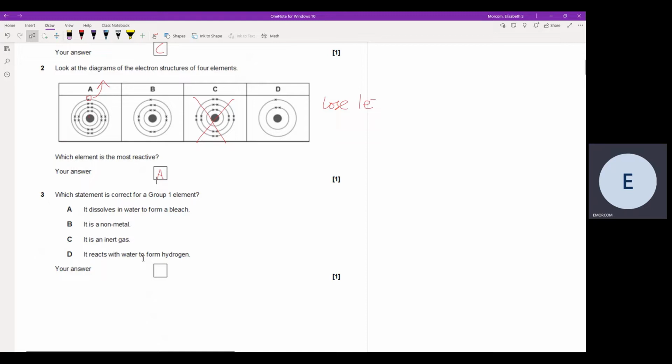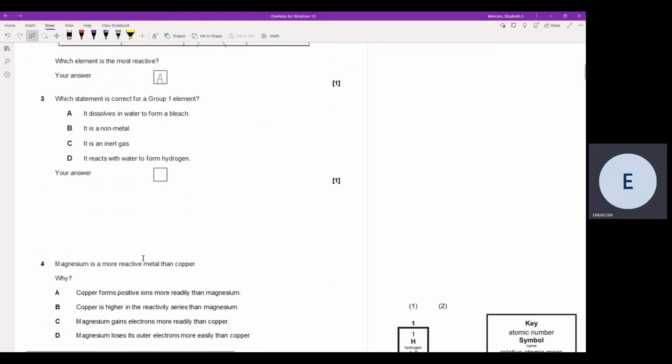Question 3. Which statement is correct for a group 1 element? It dissolves in water to form a bleach. No, that's a group 7 element that does that. It's a non-metal. No. If you look in group 1, they are all metals. They're on the left-hand side of the periodic table. It's an inert gas. Again, no, that's going to be group 8 or group 0, the noble gases. It reacts with water to form hydrogen. Yes, and a metal hydroxide. Okay, so we need to know both of those. So the answer is B.